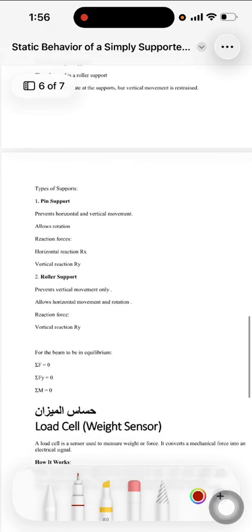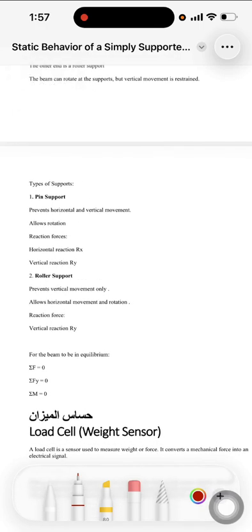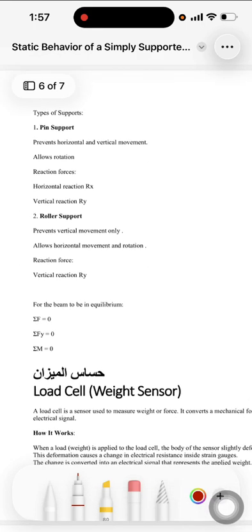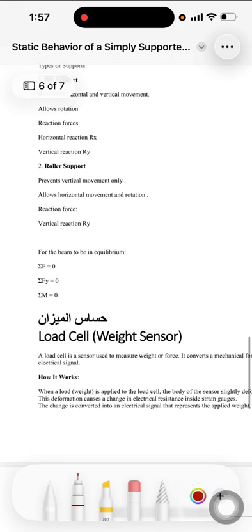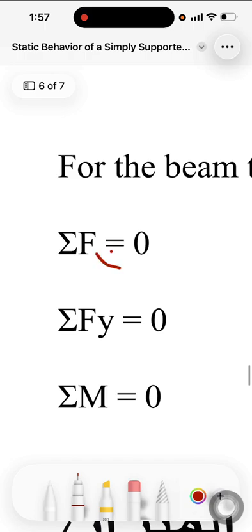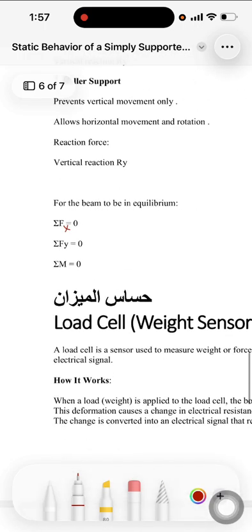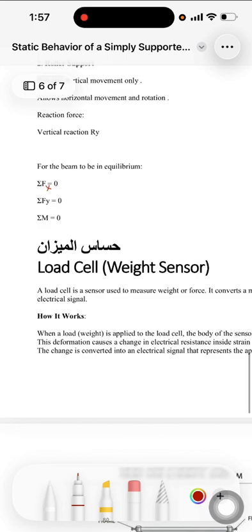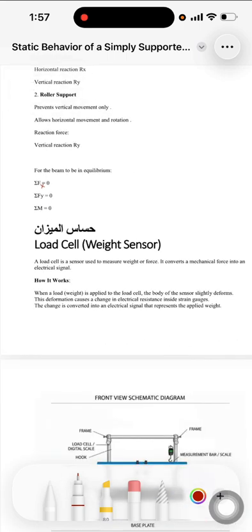Roller support prevents vertical movements only, not like the pin support, which prevents the horizontal and vertical movement. Roller support allows horizontal movement and rotation. Reaction support is the vertical reaction R_y. For the beam to be in equilibrium, the summation of forces equals 0. The summation of forces in Y, this is in X, this is the Y, and the moments also equal 0. The load cell, or the weight sensor.